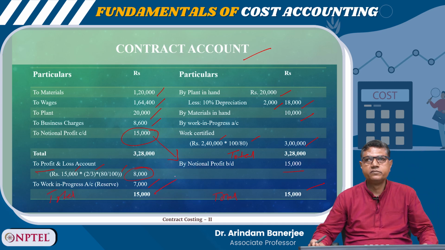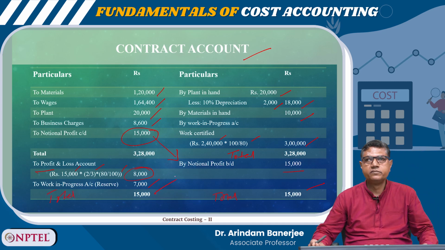On this side the material returned is 2 lakh minus 5% of 2 lakh, so 1,90,000. Material at site is 30,000. Plant and machinery is 13 lakh minus 5% of 13 lakh, that is 12,35,000. Work in progress account: work certified will be 20 lakh and uncertified 1 lakh, so total 21 lakh. If we make the total, it comes to 35 lakh 55,000. So this is the total. Now if I calculate the balancing figure, it gives me the notional profit, that is 2,43,000.